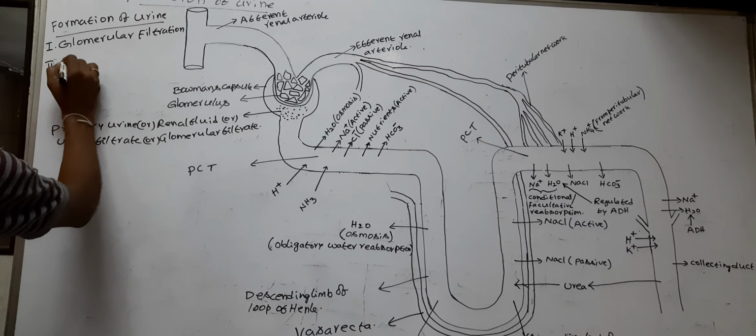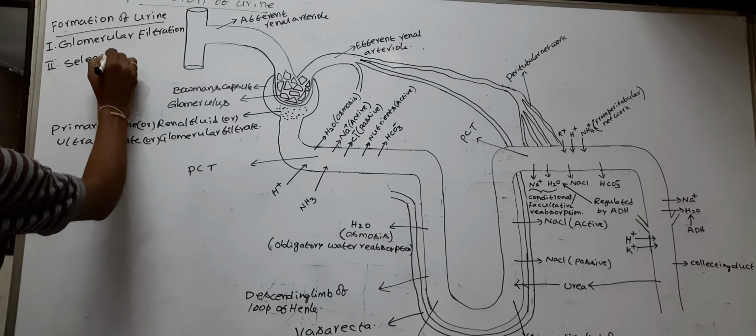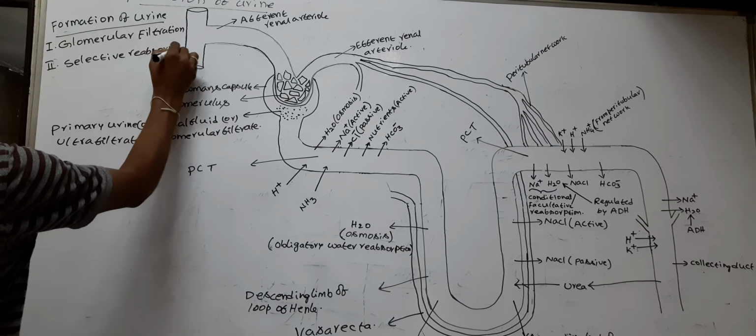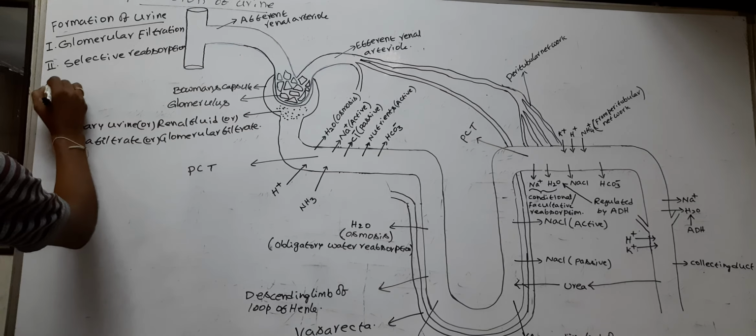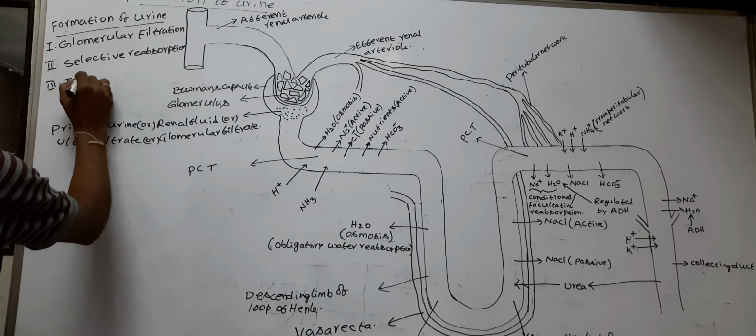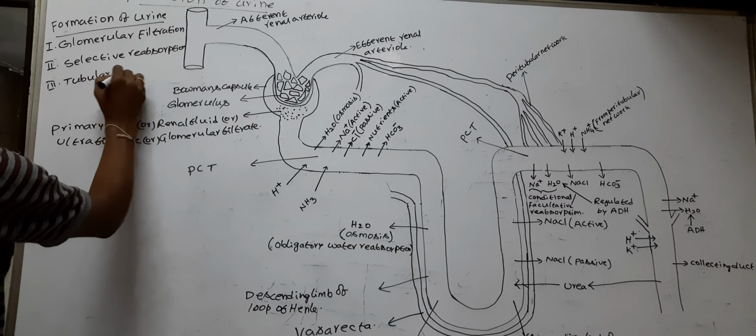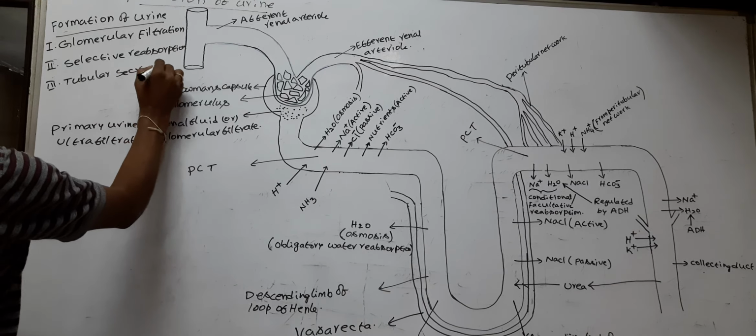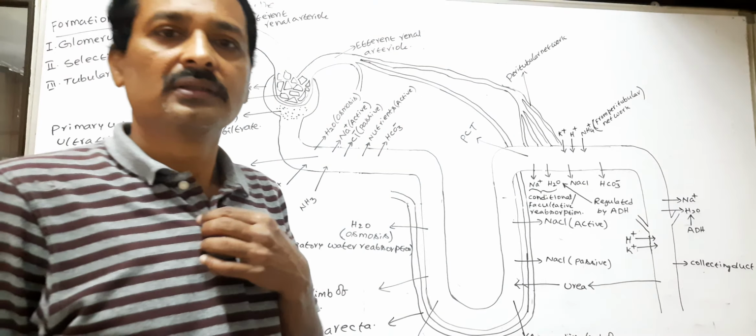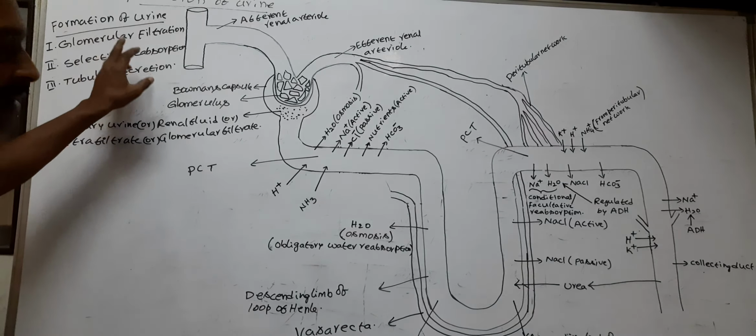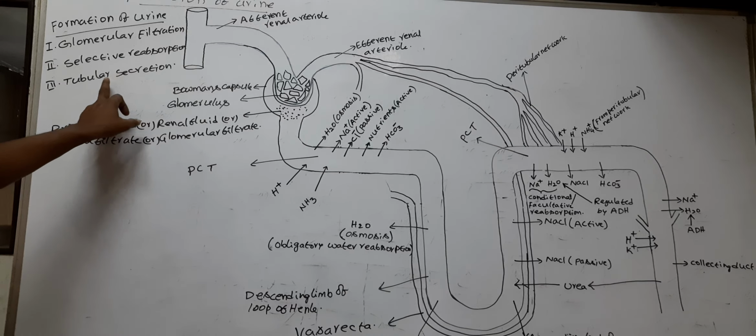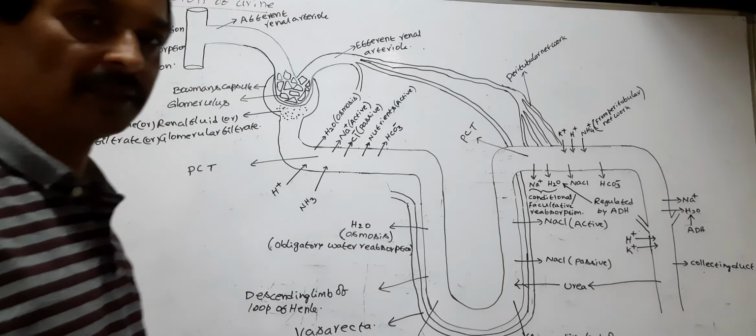Number two, selective reabsorption. And third process is tubular secretion. So the formation of urine involves three main processes or steps: glomerular filtration, selective reabsorption, and tubular secretion.